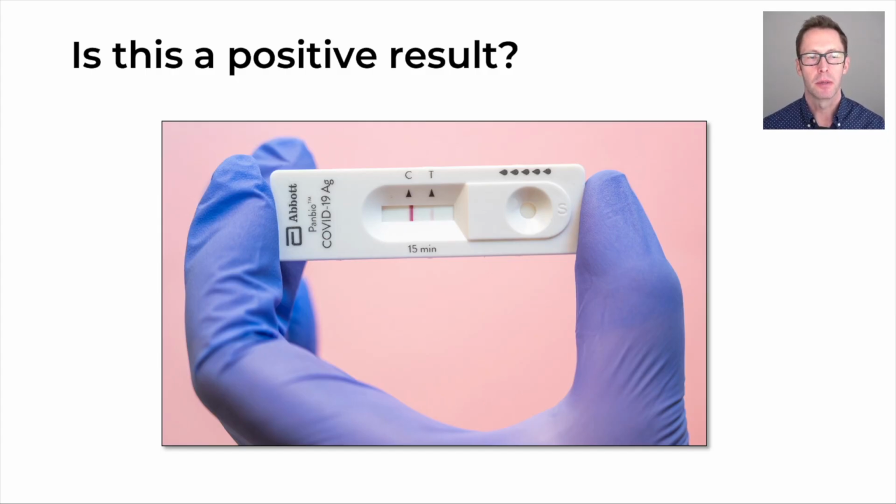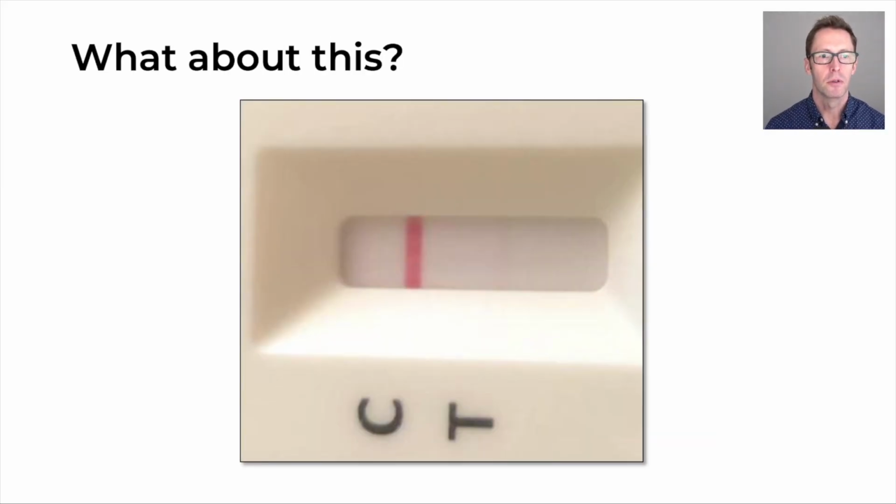Unfortunately, for some people, their positive result isn't as clear as two dark red lines. This is a positive result. So the test line is a faint pink line, but it's still visible. That means that person has COVID. And this one, almost invisible, but there is still a faint pink line as a positive result. And so it doesn't actually matter how faint the line is. If it's there, it's a positive result.